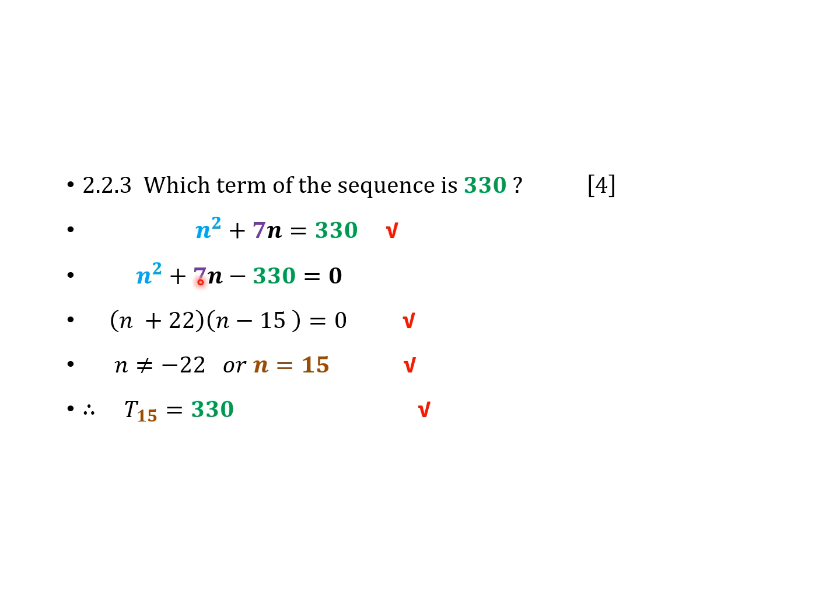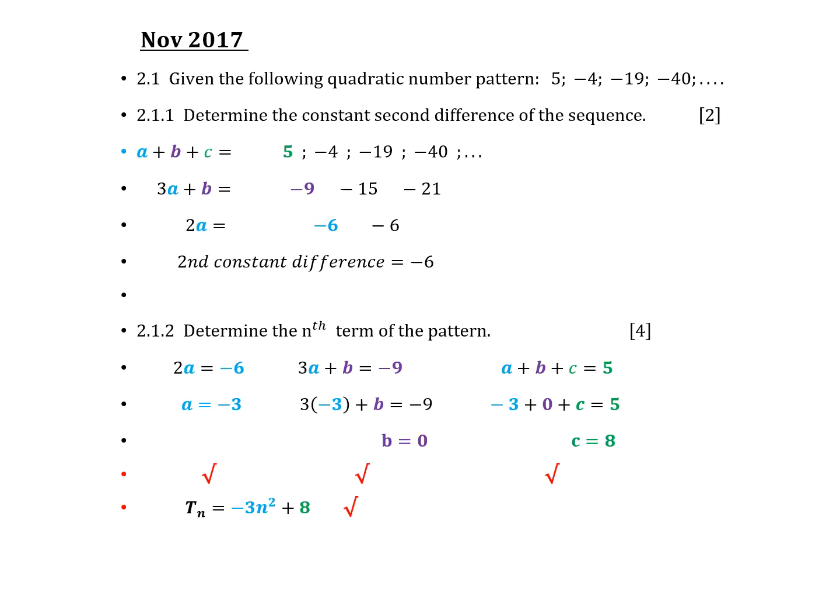n plus 22, if I take 22 over, would become negative 22. So n does not equal negative 22, or n equals 15. Remember, n must be an element of natural numbers. So 1 mark for substituting 330 correctly, 1 for factors, 1 for getting the correct n, and then specifying which term. Term 15 equals 330. That is your 4th mark. Right, let's look at the next exam paper.